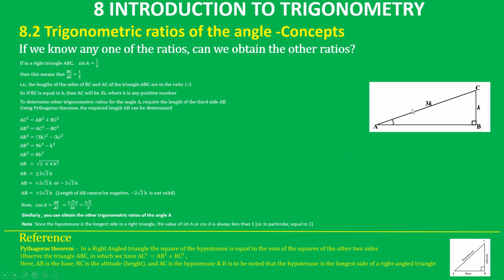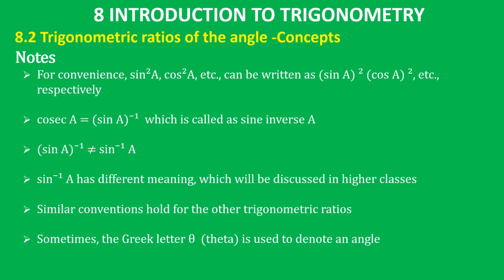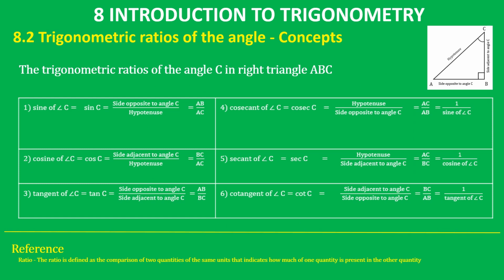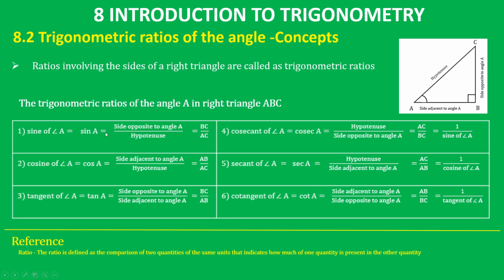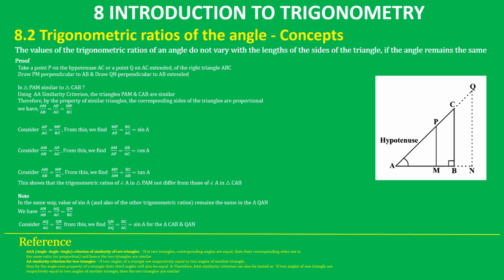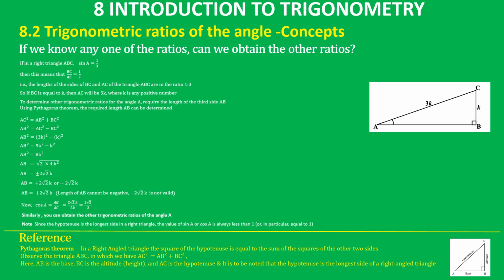Why? Because we know all the sides, right? Trigonometric ratios are a relation. We'll go to the first slide. What are trigonometric ratios? Ratios involving the sides of a right triangle are called trigonometric ratios. That means if you know the sides, you can write all the trigonometric ratios. Okay, we have completed this.